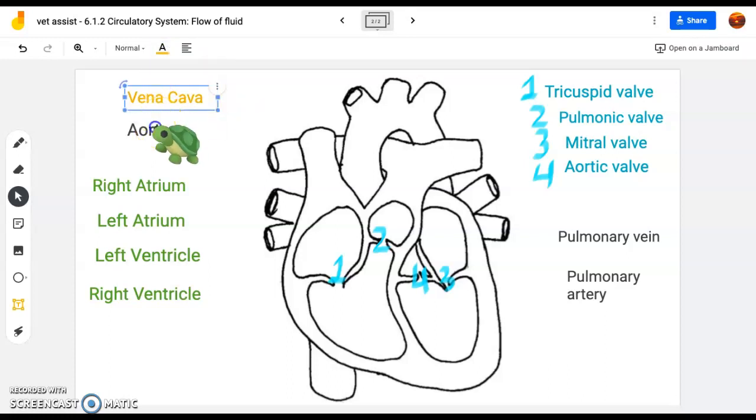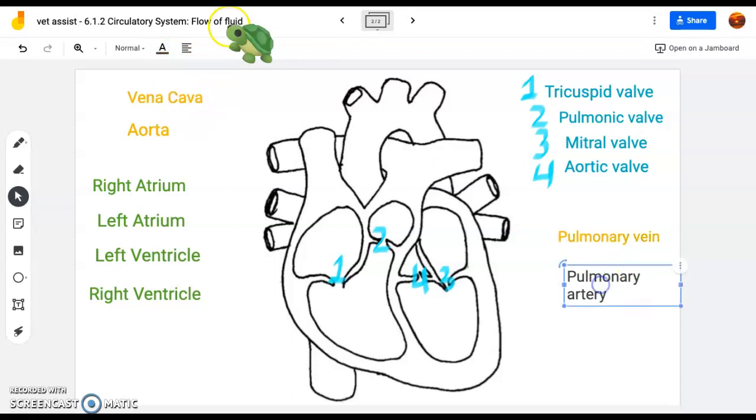All right, so I've got a vena cava, I've got an aorta, I've got a pulmonary vein, and I've got a pulmonary artery. So I'm going to go ahead and make those gold. So let me go ahead then, and I am going to label or put them where they belong.